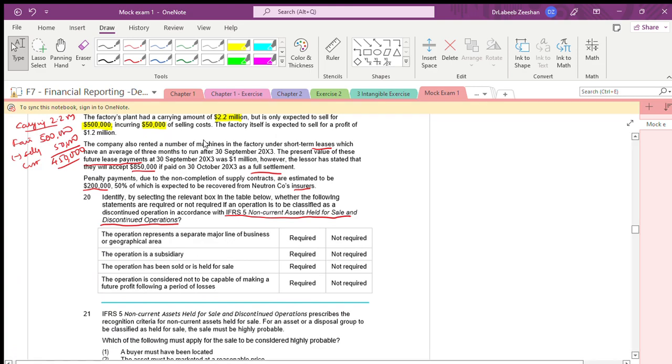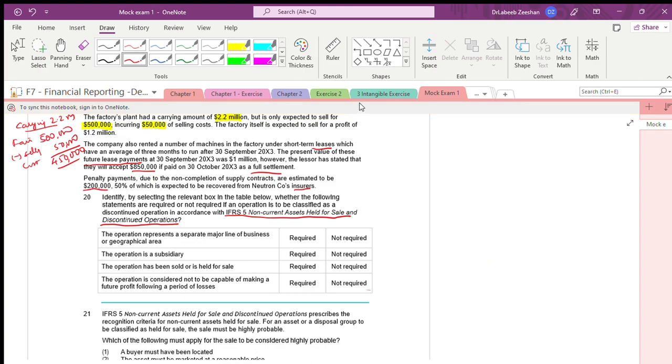What they are saying now. Identify this theoretical one. We don't have any reference to the scenario. Identify by selecting a relevant box in the table below whether the following statements are required or not required if the operation is to be classified as a discontinued operation as per IFRS 5 non-current assets held for sale. The operation represents a separate major line of business.